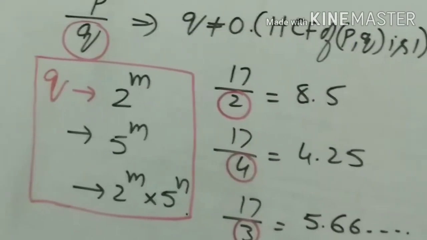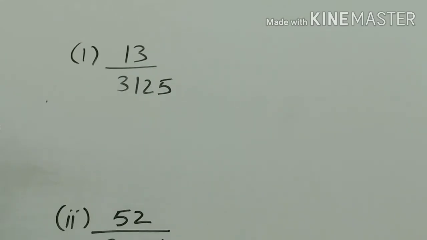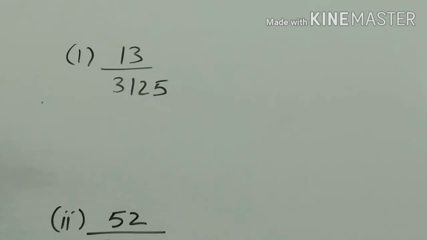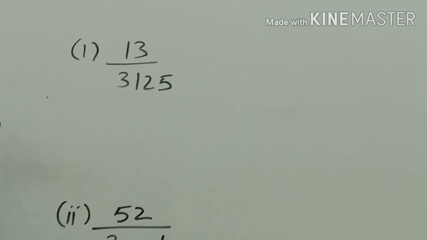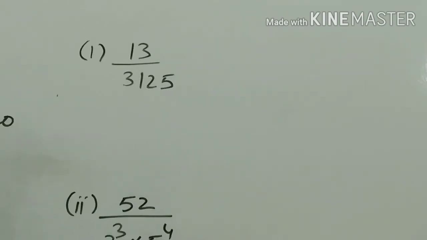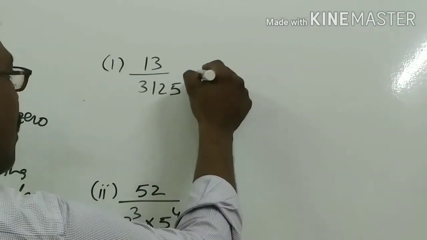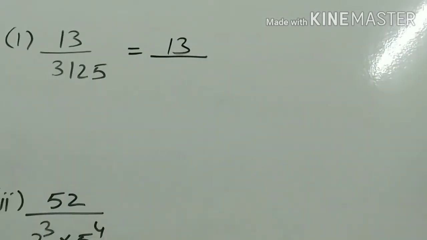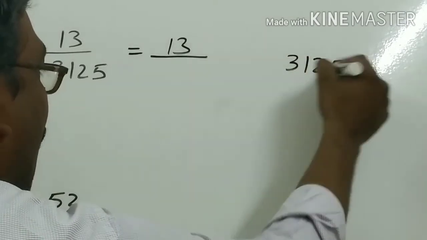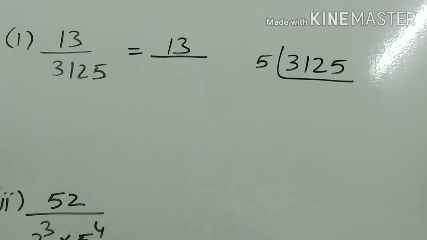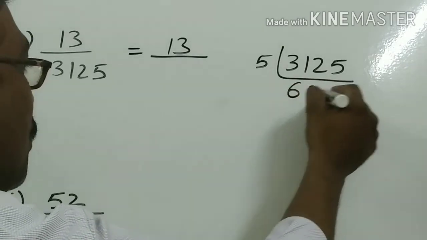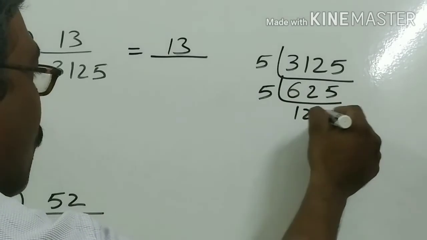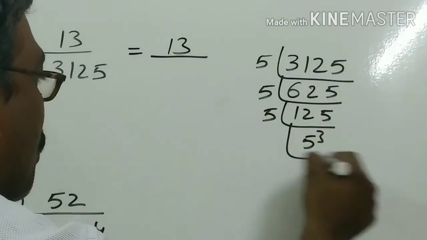We'll see some examples. Now, I gave three p by q forms. My question is whether they are terminating or non-terminating decimals. The condition is that you should not perform the long division method. Whether it is terminating or non-terminating is completely based on the denominator only. Take 3125. I am doing prime factorization, 5 table. 6 fives are 30, 2, 5, again 5 table, 125, 5 table, 5 cube, 5 table.